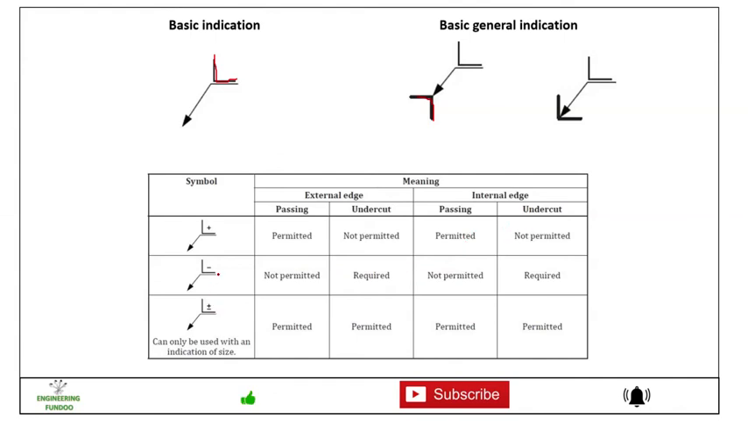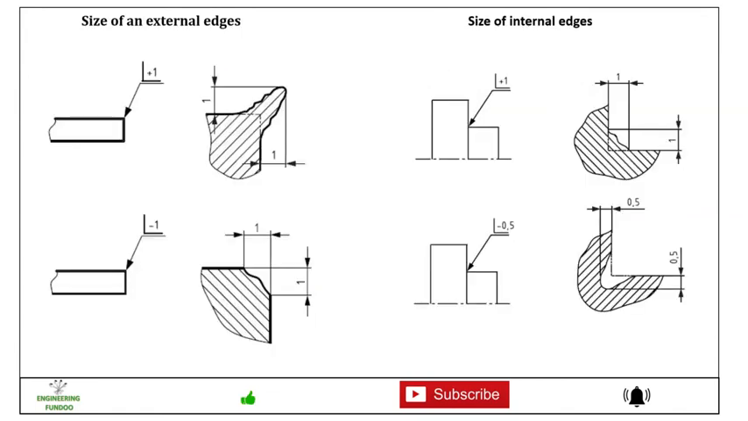Similarly, if the minus symbol is there, then the passing is not permitted, meaning extra material is not permitted, and undercut is required, meaning less material is accepted. Then here the plus and minus symbol together means everything is permitted, whether it is passing or undercut.